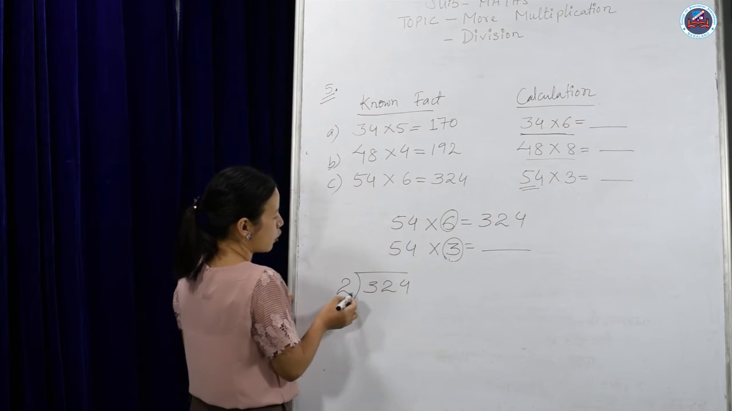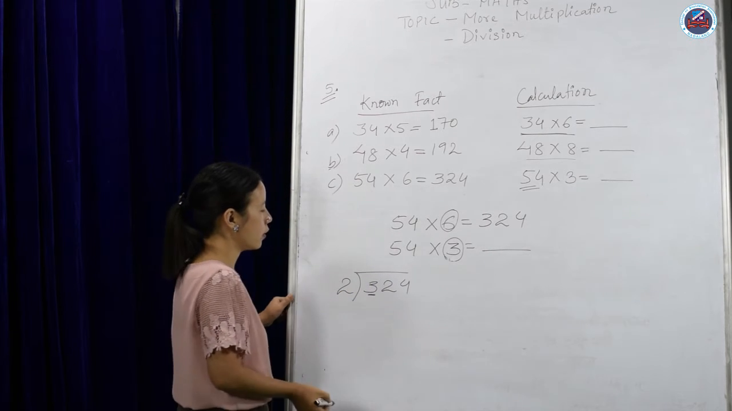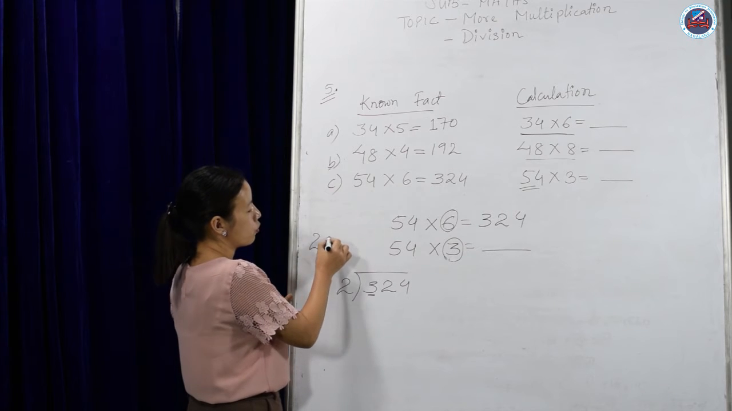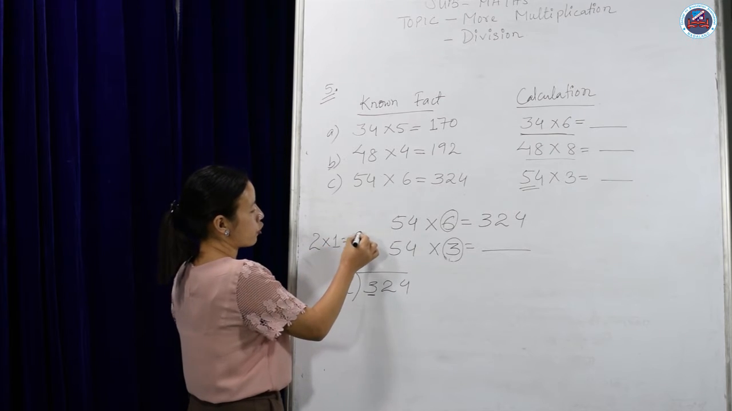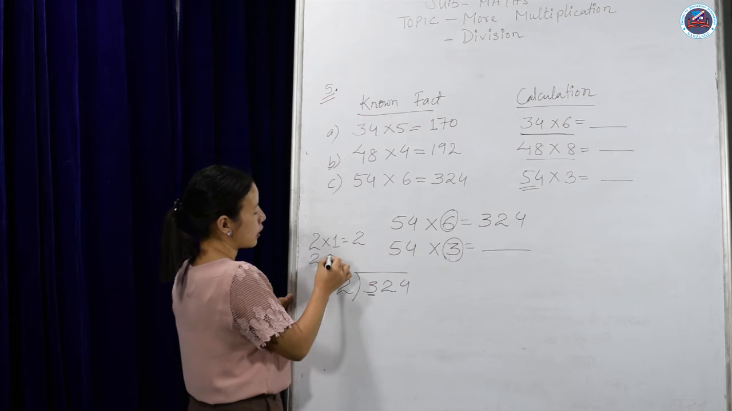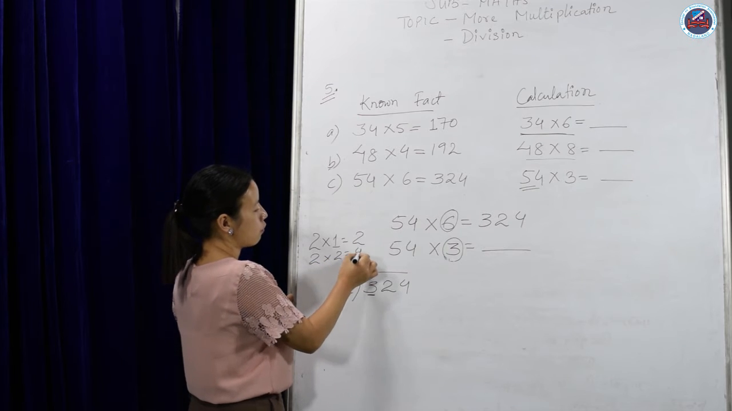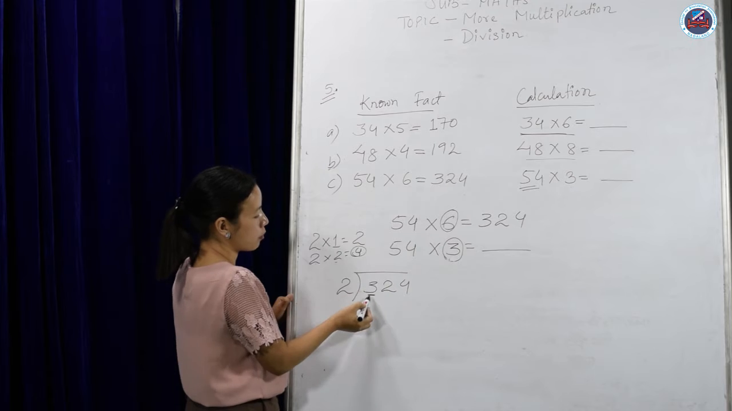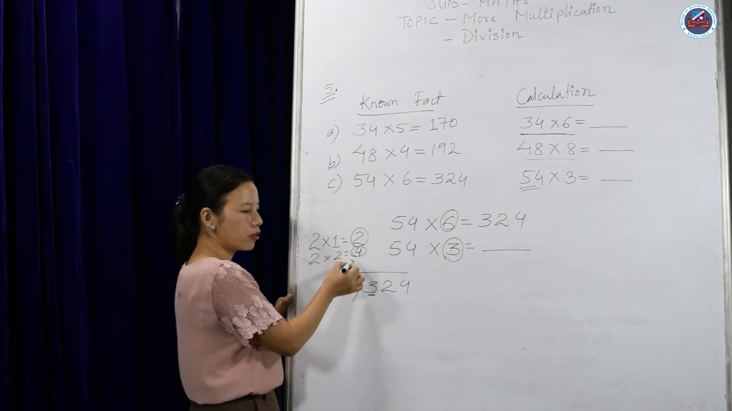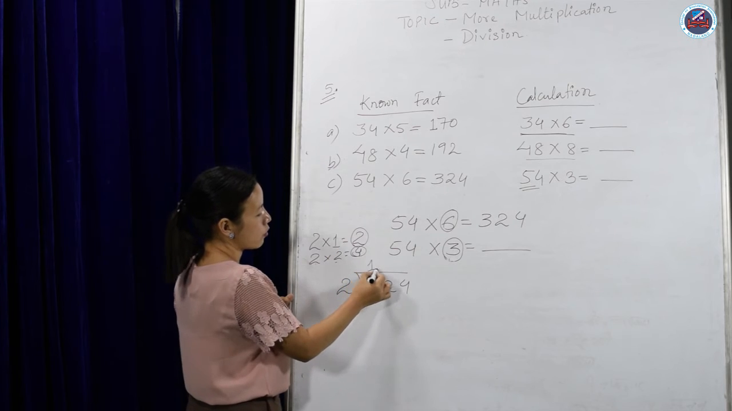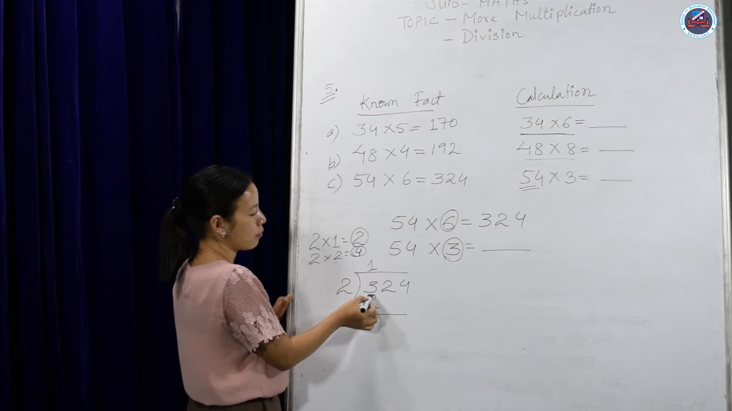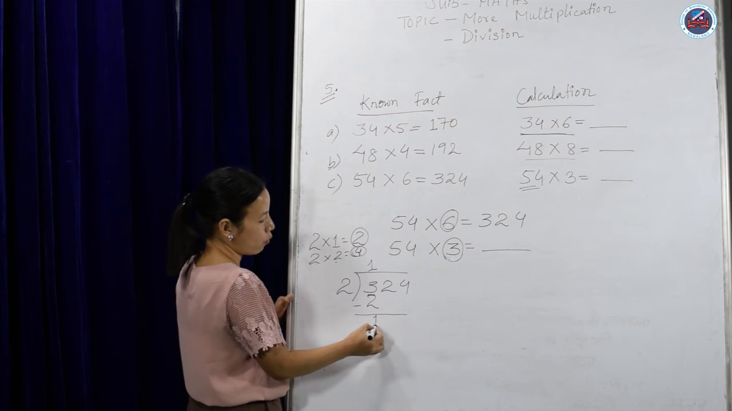Done? So what is the first digit number? It's 3. So let's recall the table. We know that 2 times 1 is 2, and 2 times 2 makes 4. So if I take 2 times 2, this 4 is big, so I'm going to go for this lesser number, that is 1. So 2 times 1 is 2, minus, 3 minus 2, you get 1.